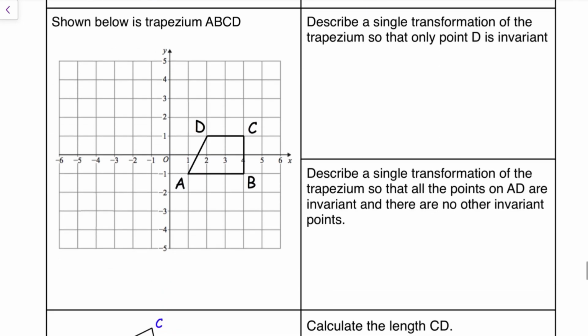Next question. Shown below is a trapezium ABCD. Describe a single transformation of the trapezium so that only point D is invariant. Right, so important word here. Invariant means it doesn't change under transformation. So I need to think of something whereby that doesn't move. And the easiest thing I can do is a rotation. It says describe a rotation, it doesn't tell me what to do, so any number I want. So rotation 180 degrees, clockwise, anti-clockwise, obviously the same, about point D. And that will do. That's okay.